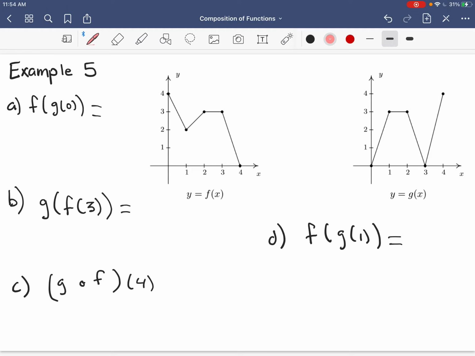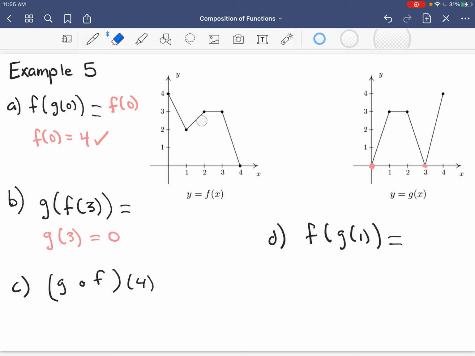So for A, we're doing f of g of 0. So g of 0 is the function value when x is 0 for g of x, and that's going to be 0. So f of g of 0 is the same as f of 0, and f of 0 is 4. So f of 0 equals 4. For letter B, we have g of f of 3. So first we need to find f of 3. So f of 3 is 3. So then we get g of 3. And g of 3 is 0.